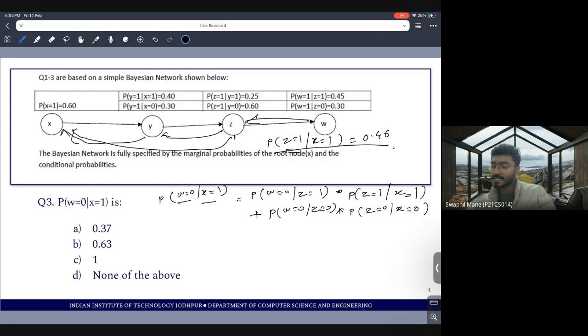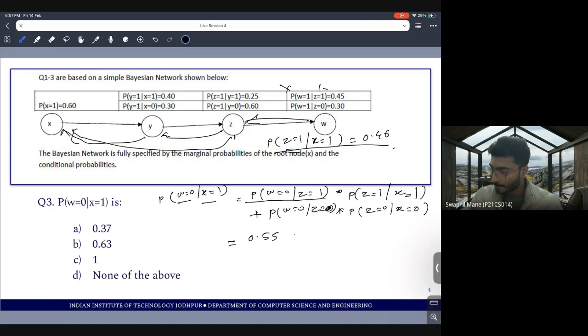So w is equal to 0 given that z is equal to 1. You might think that this value has not been given, but I previously mentioned how we can calculate it: we take the probability of w is equal to 1 given that z is equal to 1 and subtract it from 1. Then we get the probability of w is equal to 0 given that z is equal to 1. Okay, let me put the values here. So this term we need to consider, subtracted from 1, so we get 1 minus 0.55.